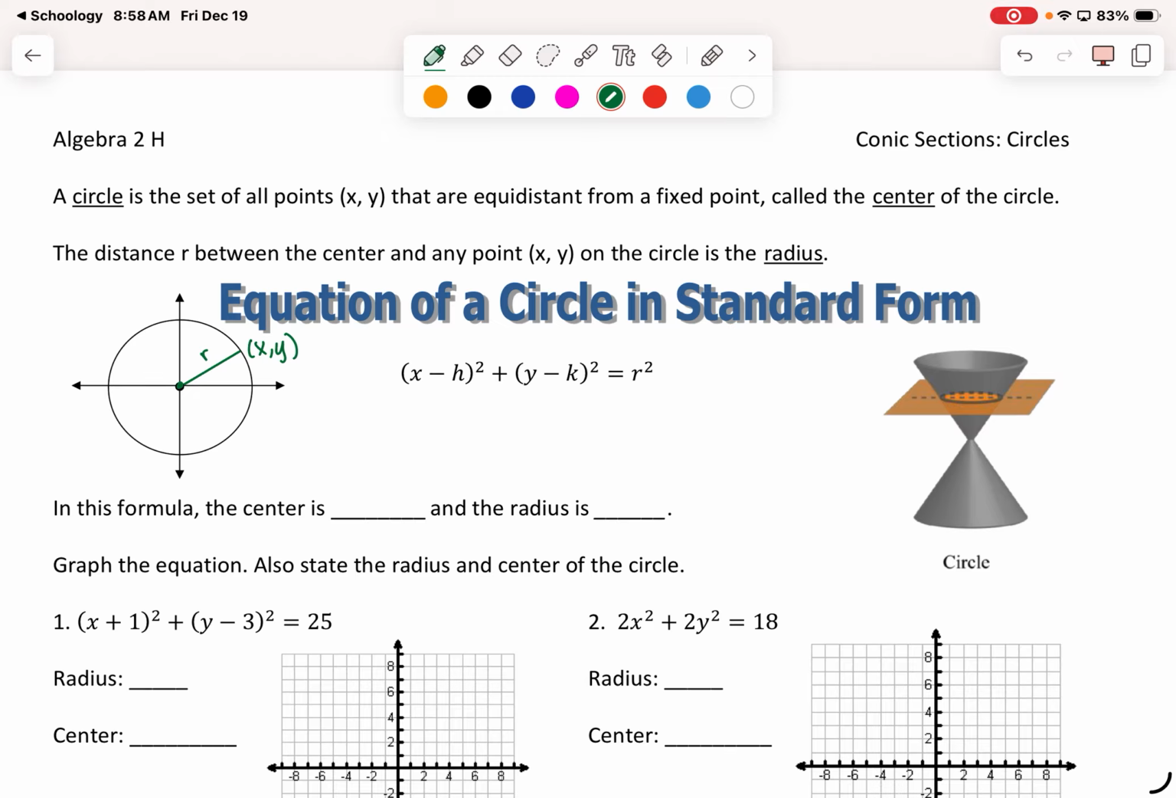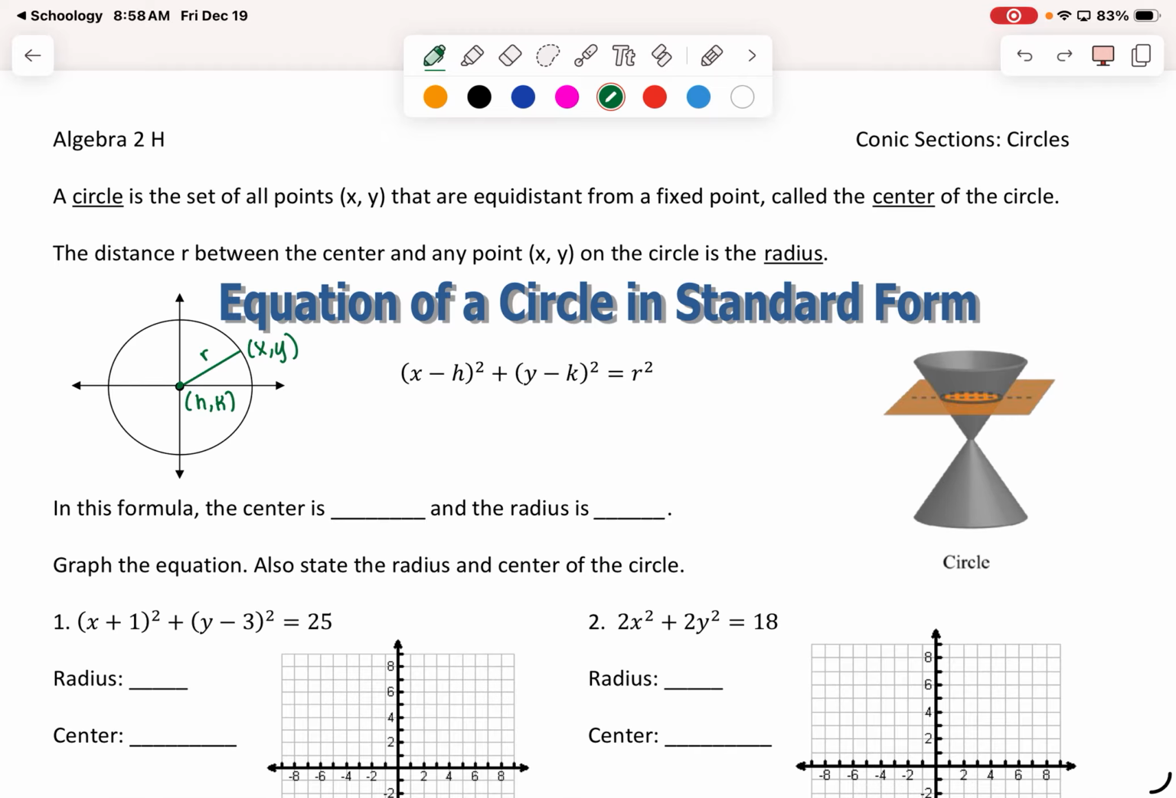The equation is actually derived from the distance formula, okay? So if we call the center h comma k, and then we do the distance formula, which is the square root of x2 minus x1 quantity squared plus y2 minus y1 quantity squared, we get r is equal to the square root of x minus h squared plus y minus k squared. To make it a little bit easier on ourselves, we square both sides and we end up with our equation of a circle.